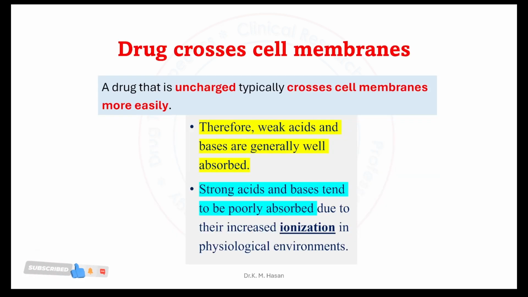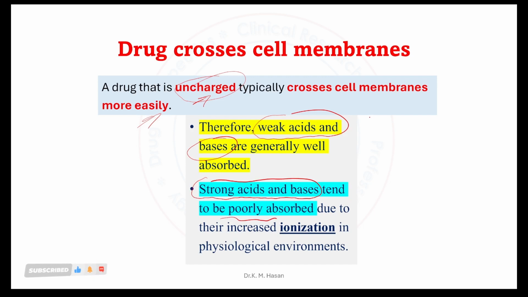Okay, drug crossing the cell membrane. A drug that is uncharged typically crosses all cell membranes easily. So we need the drug to be uncharged, or another name, unionized. Weak acids and weak bases will be absorbed easily, so they will be well absorbed. On the other hand, strong acids or strong bases tend to be poorly absorbed. So we need to remember that.